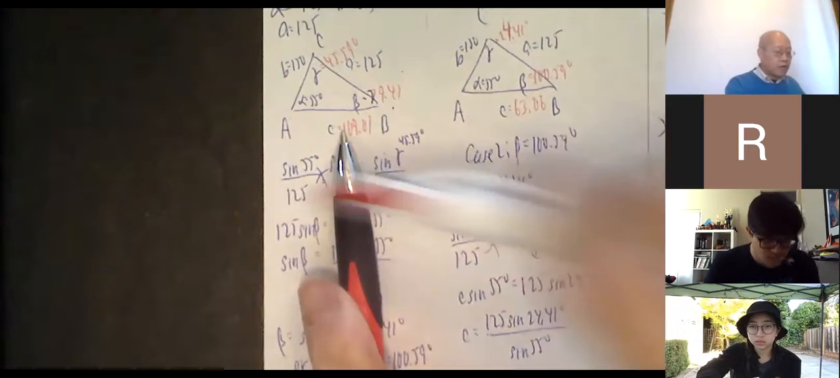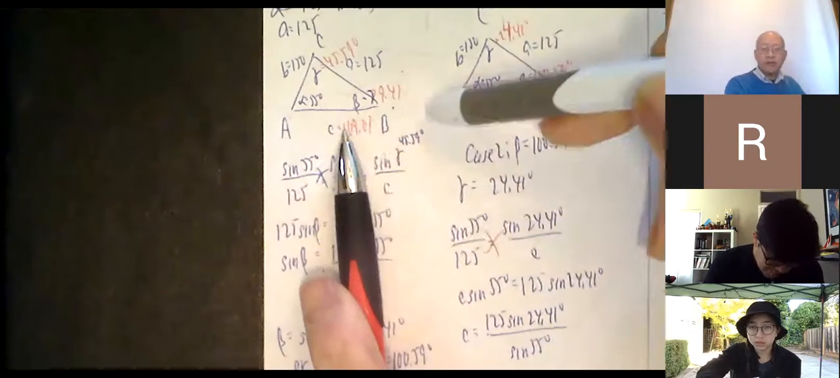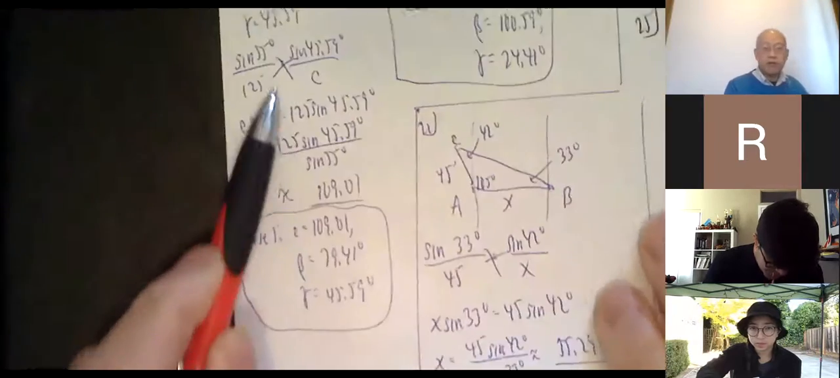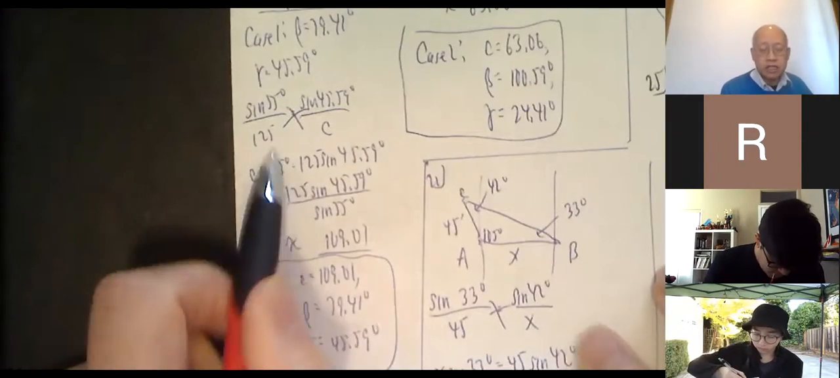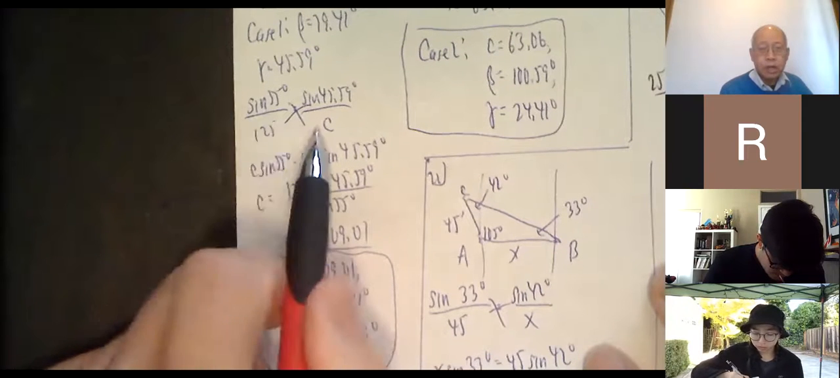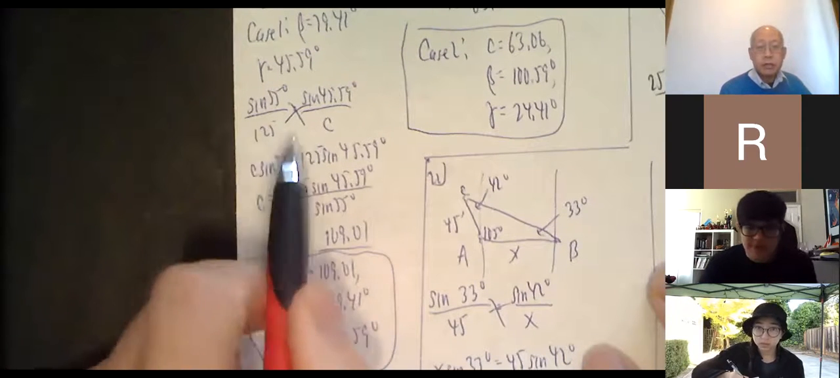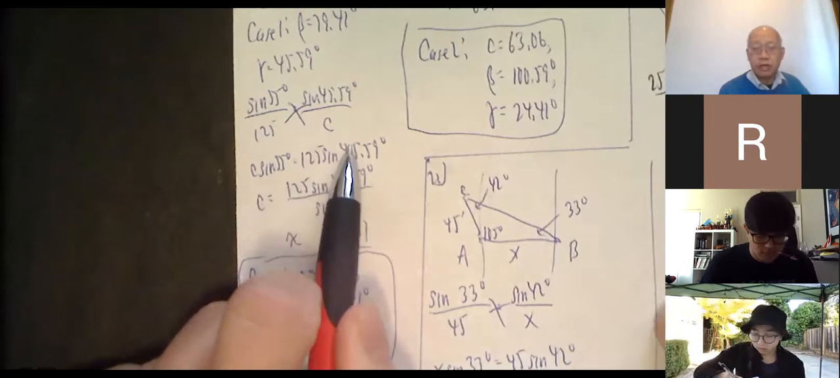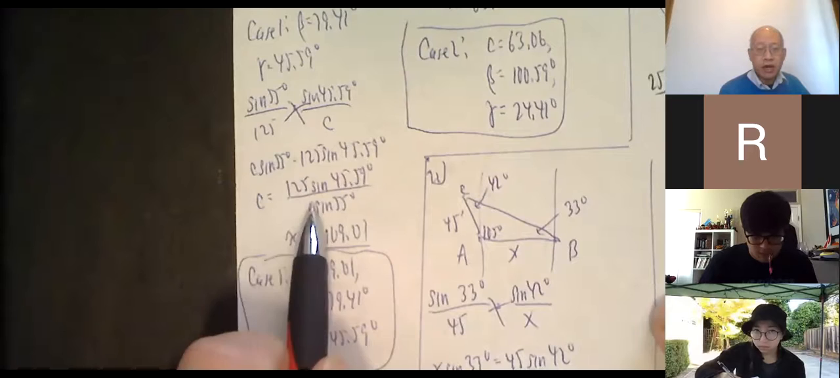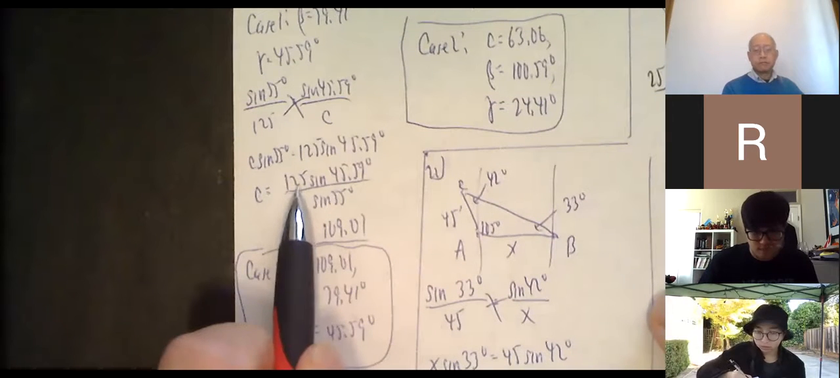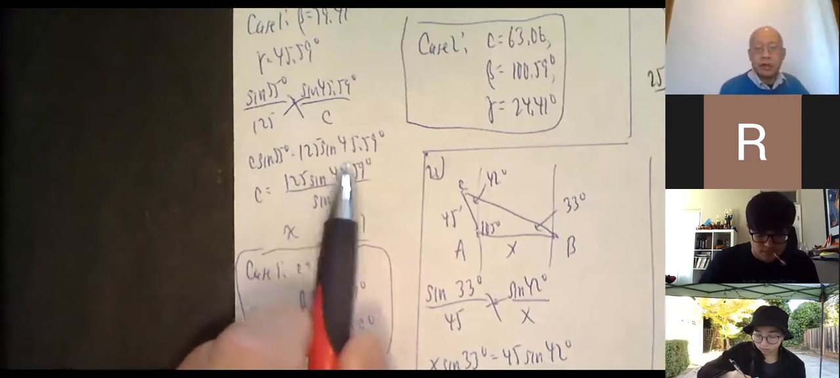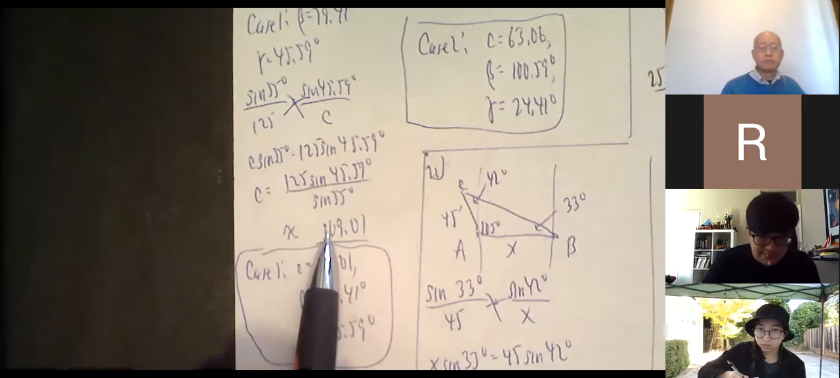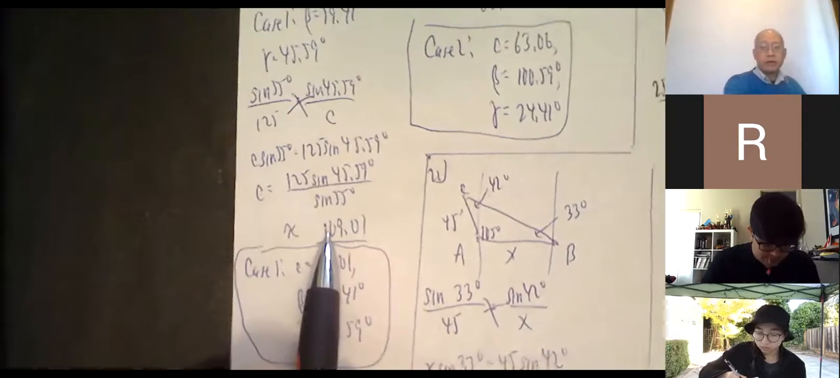So sine of 55 over 125 equals sine of 45.59 divided by c, and that's what I have over here. The rest is fairly ordinary. Cross multiply. C sine of 55 degrees equals 125 sine of 45.59 divided by sine of 55. And there we go. Punch it in your machine. Make sure you're in degree mode. 109.01. So we have it.